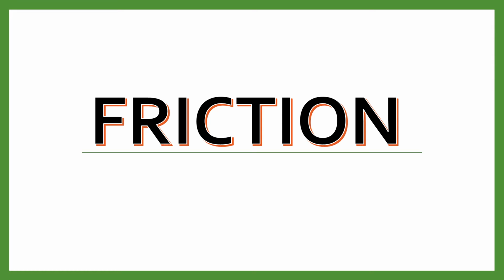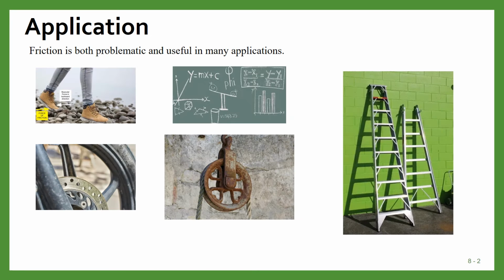Welcome dear students. In this video I will discuss how friction is both problematic and useful in many applications. Whenever there are moving parts, like the piston and cylinder in an IC engine, they have relative motion, similarly journal and bearings. In that case we want less friction so that we have fewer losses.